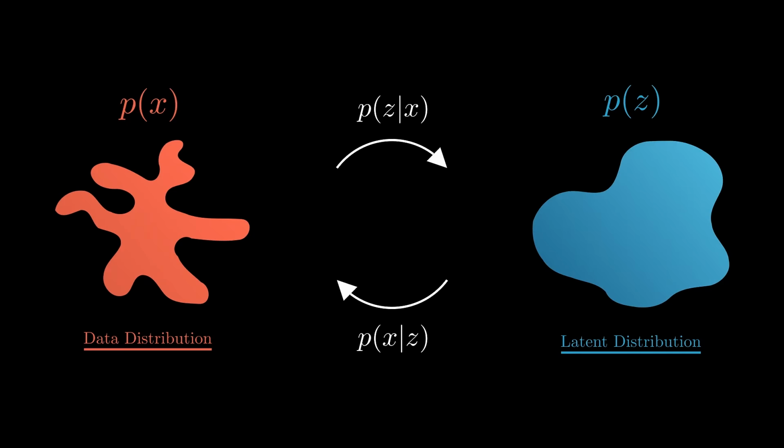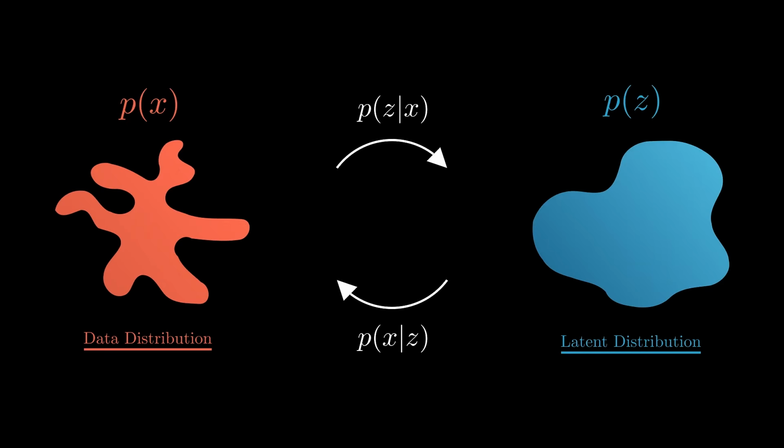If we can sample latent vectors from the posterior distribution, those latents are likely to have been generated by images from our original data distribution, p of x. So if we can reconstruct these latent vectors back into images, we'll effectively generate new samples from our original data distribution.